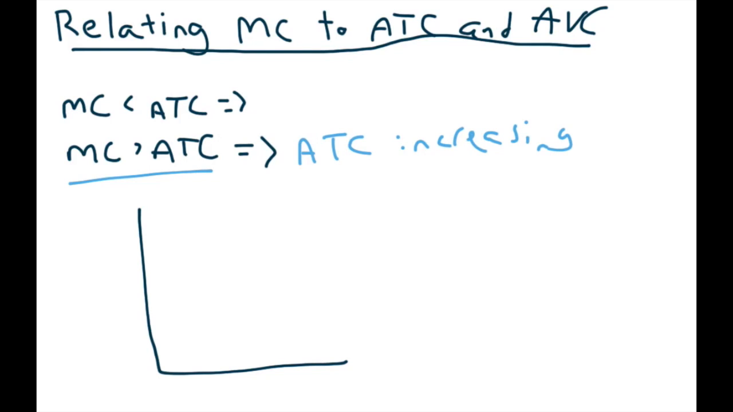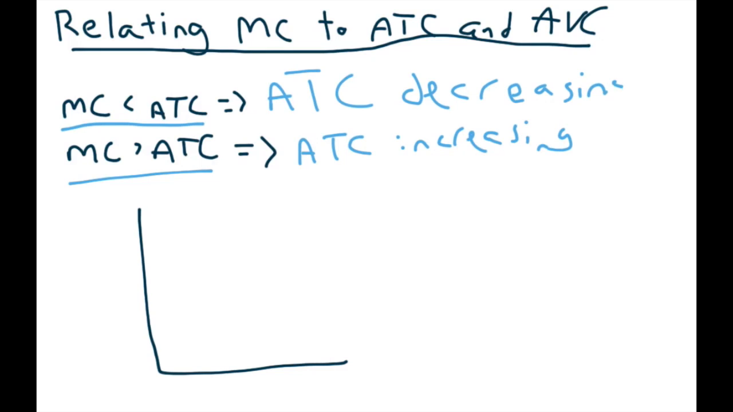So when you have MC above ATC, that means ATC is increasing, being pulled up by all these marginal guys with high costs. The reverse is also possible, so I want you to walk yourself through that now. Pause the video and think through why, when MC is less than ATC, you're going to have ATC decreasing. As you add those guys with low marginal cost, what's going to happen to the average total cost? And similarly, the rule is the same for ABC.